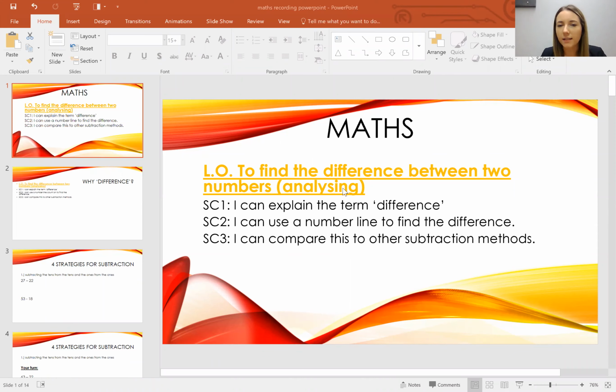And this is an analysing lesson because we're going to be experimenting with different strategies and thinking about which ones are most appropriate at which times. So the first thing you need to do to be successful is to explain the term difference. Then you're going to be able to use a number line to find the difference. And then you're going to be comparing this to other subtraction methods.